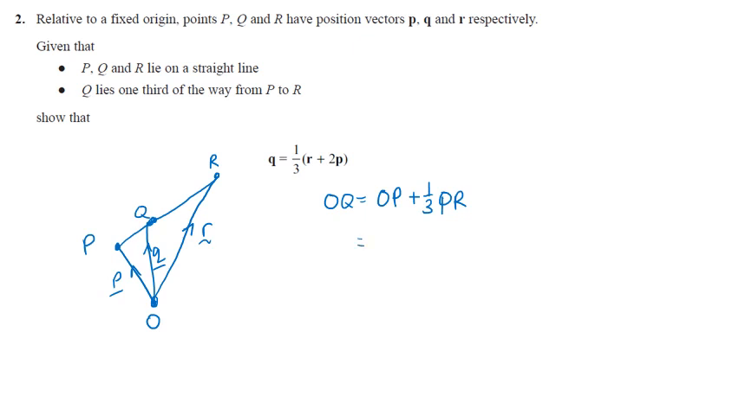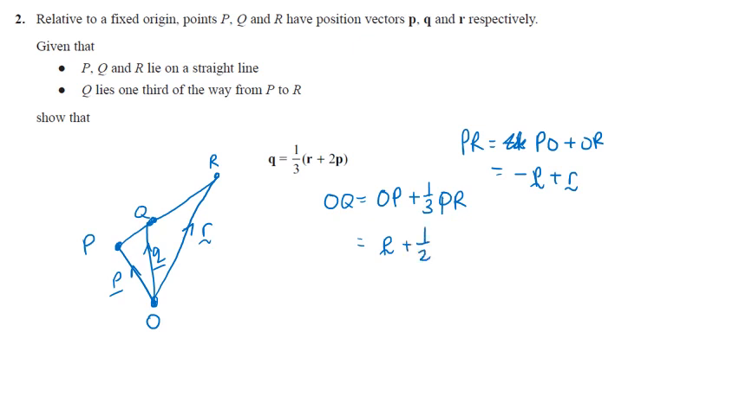So O to P is just our vector P. P to R, right? What's that? How do we get from P to R? Well, P to R is the same as minus P to O, and then O to R. So that's minus P, and then plus R.